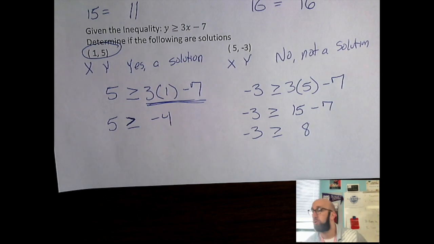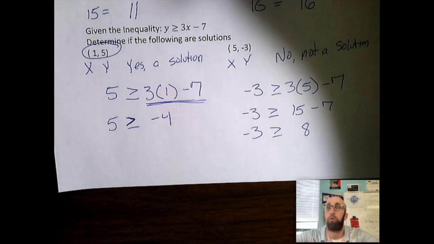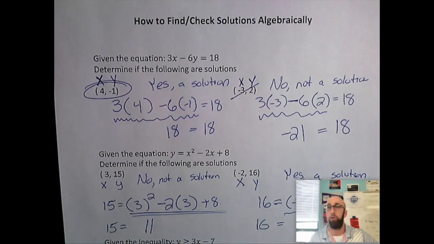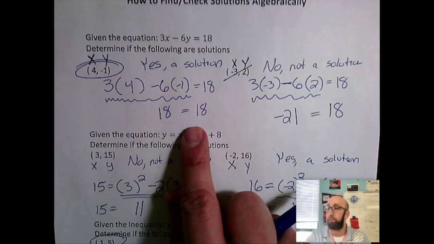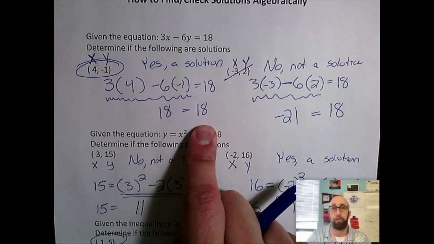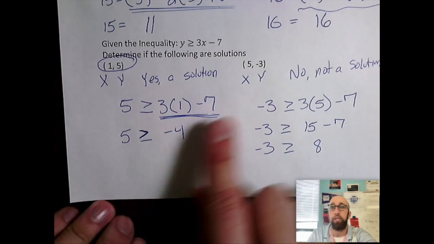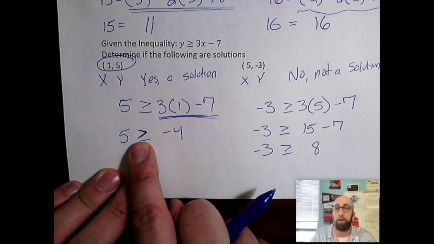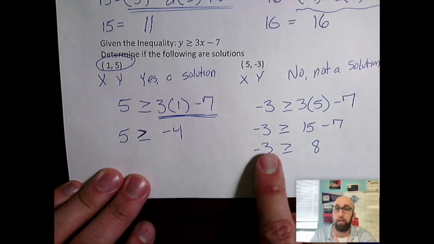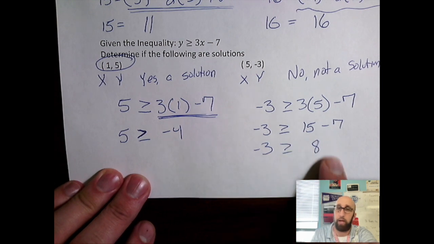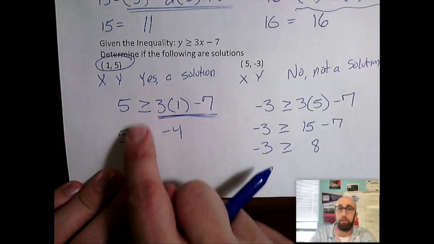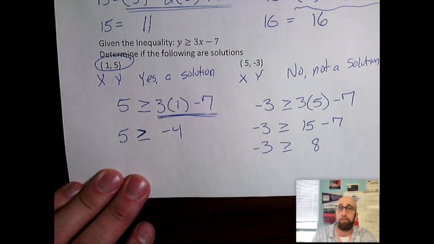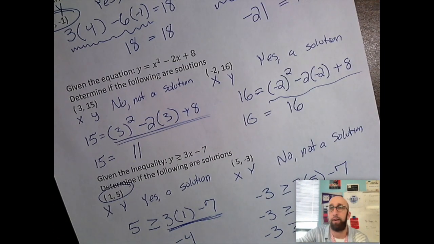So that's just a quick way on how to find, check, verify solutions. Plug it in. For equal signs, make sure both sides are equal to each other. For inequalities, just make sure the inequality is a truthful statement. Like 5 is greater than or equal to -4. That is a true statement. -3 is not bigger than 8, so it's not a true statement. True statements give you answers. Statements that aren't true, not answers. And there you have it.